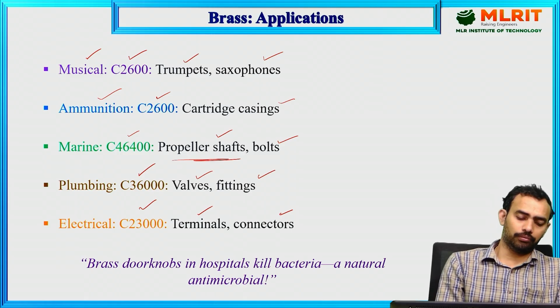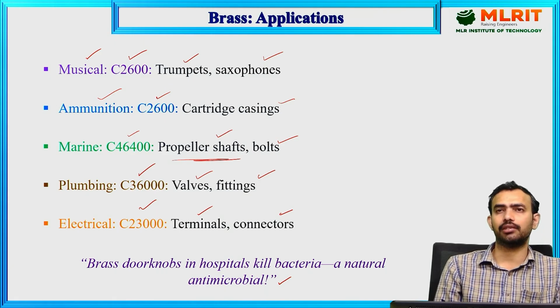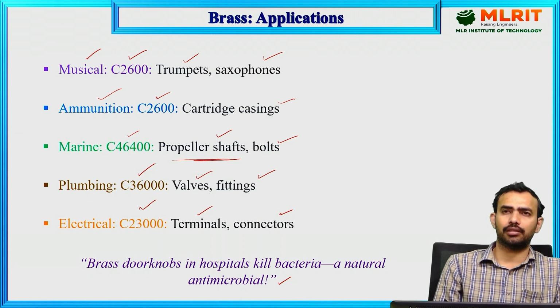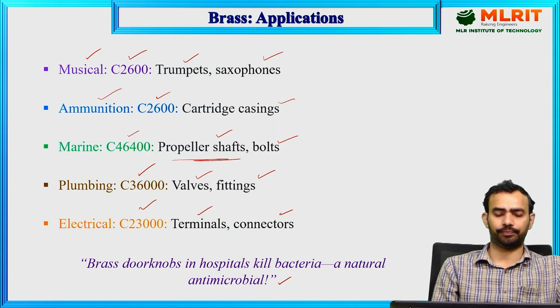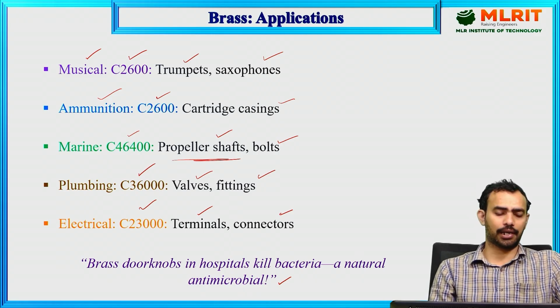So brass doorknobs in hospitals kill the bacteria, which is basically antimicrobial. So we have the doorknobs that are used in hospitals. Basically, they are made out of brass. Brass itself has copper, and brass has an antimicrobial nature. So that kills certain bacteria. That's why we often observe hospitals using these brass doorknobs.